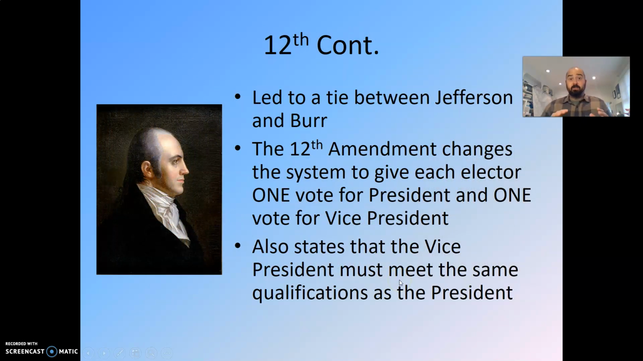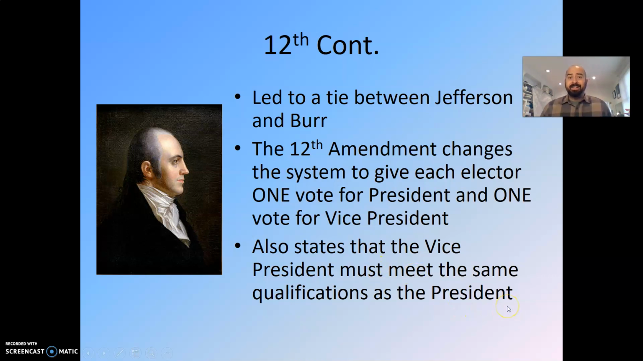So this worked fine so long as George Washington was running for president. When Washington was running, everybody used one of their votes for George Washington, and then the other vote they spread amongst everyone else. Then Washington stepped away after 2 terms, and it was a very close election in 1796 between Jefferson and Adams, where Adams won, making Jefferson second place vice president. But they were different political parties.